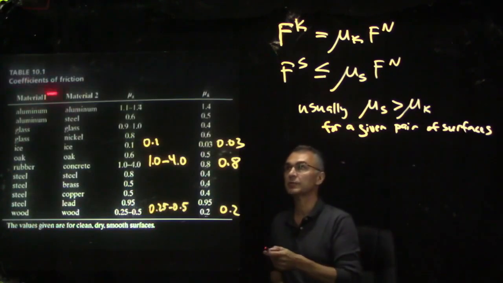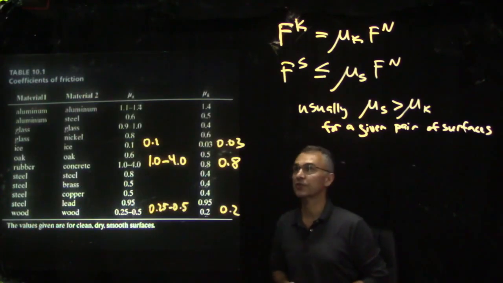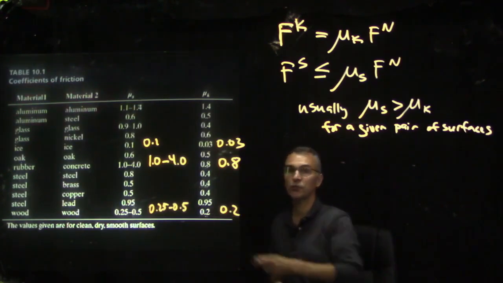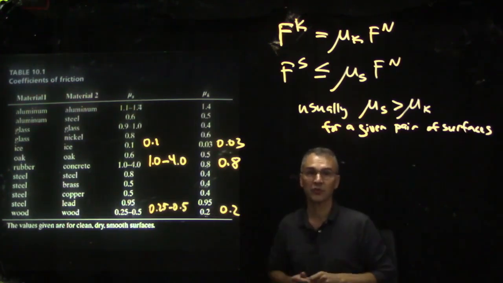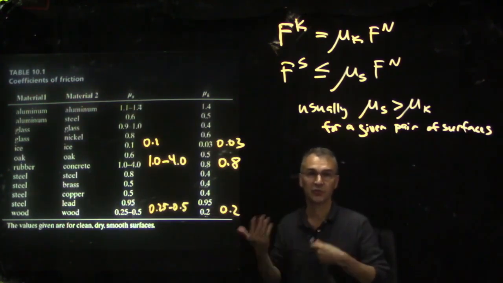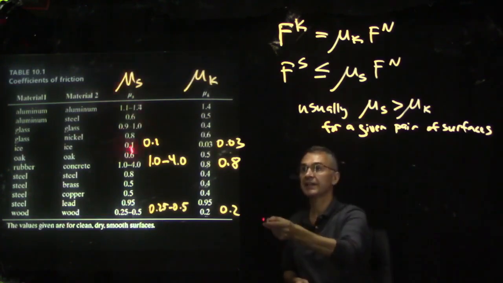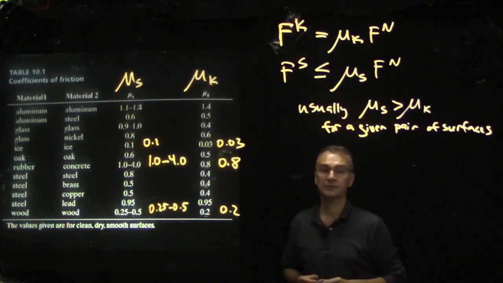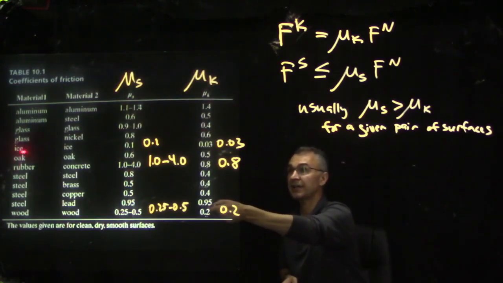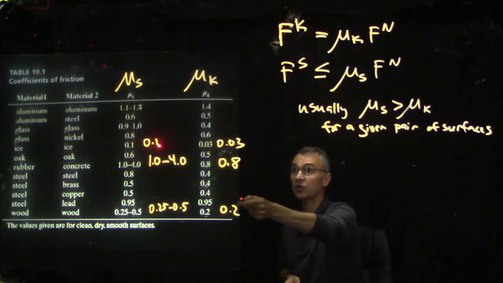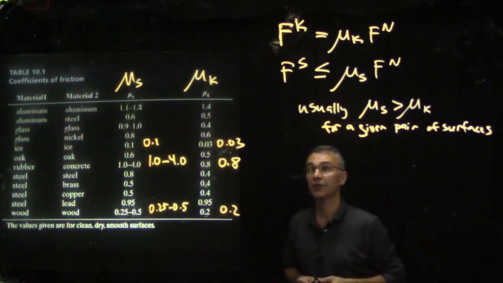Here's a table from our textbook listing a variety of coefficients of friction. So it always takes two materials. It's basically two different surfaces rubbing against each other to determine the friction coefficient. And we have mu static in the left column and mu kinetic in the right column. Just a few examples, like ice on ice, mu static is 0.1, mu kinetic is 0.03. So that's a really small coefficient.